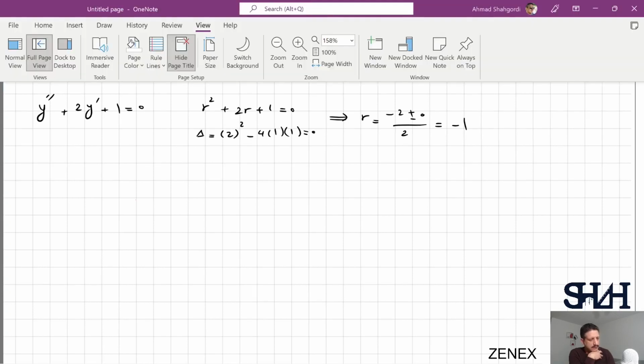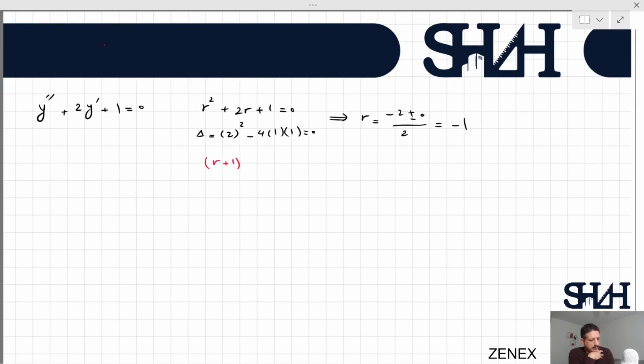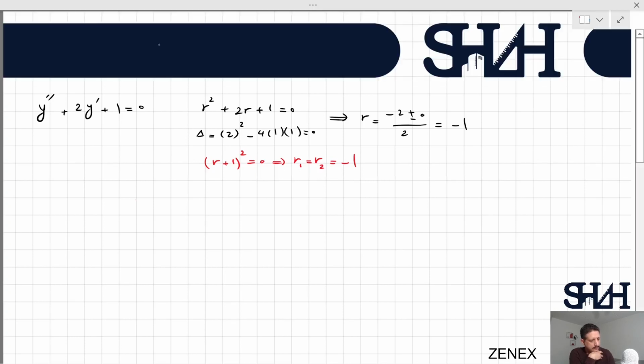For sure, we can go with (r plus 1) to the power of 2 equals 0. As a result, r1 equals r2 equals minus 1. So in this case, the homogeneous solution will be C1 e^(-t) plus C2 t e^(-t).